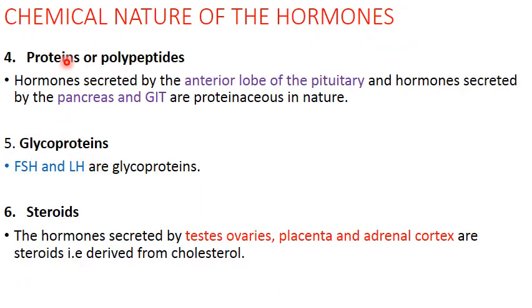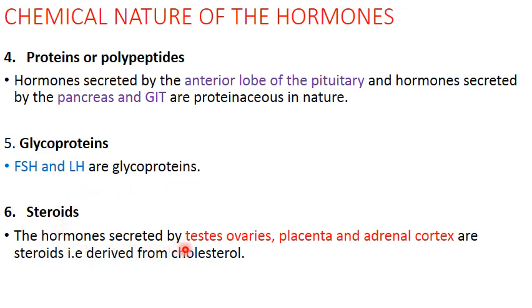Next, the fourth group will be proteins or polypeptides. कौन से हैं? Hormones that are secreted by the anterior lobe of the pituitary, और hormones कहाँ के? Pancreas, that is insulin, glucagon, GIT के, सारे proteins हैं in nature. Next group you have glycoproteins. So glycoproteins FSH and LH, that is the gonadotropins. These can come under proteins also, but since इनका एक carbohydrate group attached है, so we have listed them under glycoproteins. Last group है steroids.